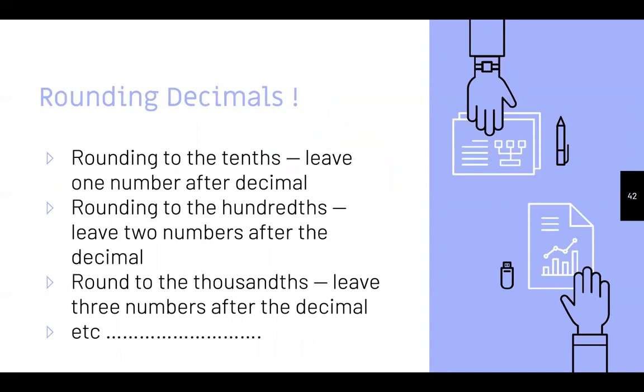So rounding decimals, right? Rounding to the 10th spot, leave one number after the decimal. Rounding to the 100th spot, leave 2 numbers after the decimal. Rounding to the 1,000th spot, leave 3 numbers after the decimal, and so on, right? You can see the pattern that way.